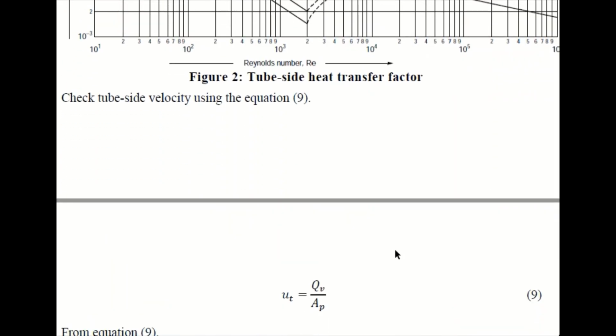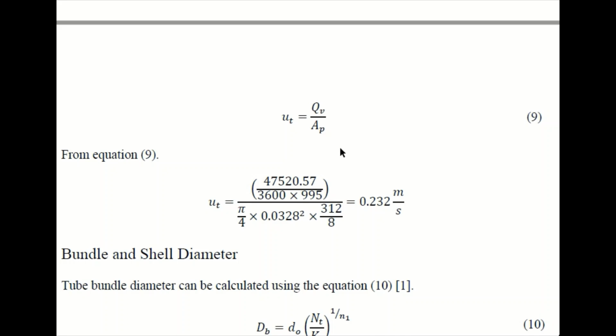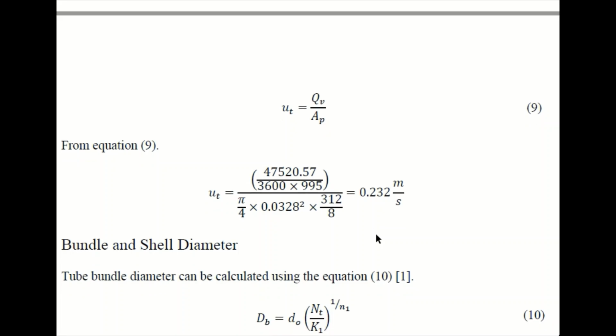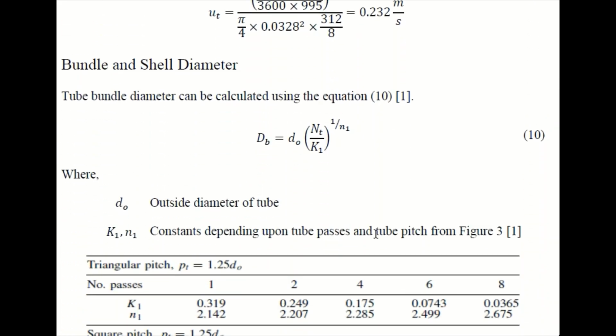Then we need to calculate the tube velocity in order to check whether it is under the limit or not. So it is a bit low compared to the limits. It should be close to 1 meter per second. For water, it can be around 2 meter per second. Then we need to calculate the bundle and shell diameter.